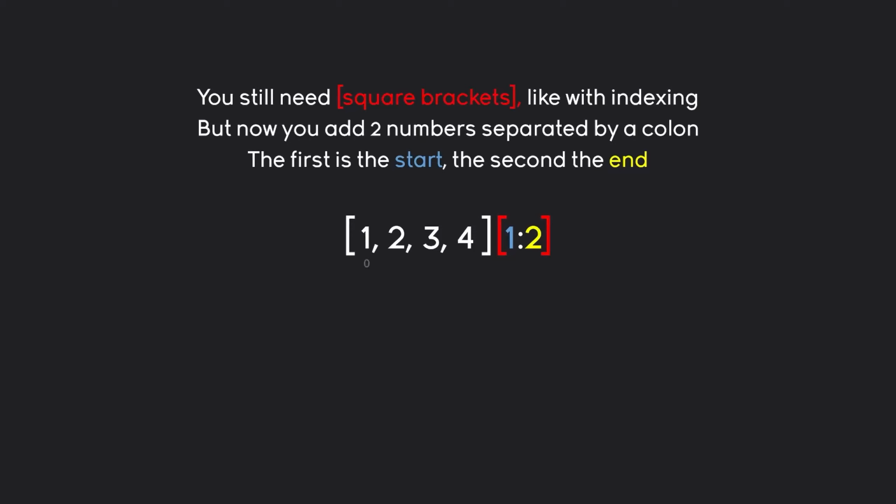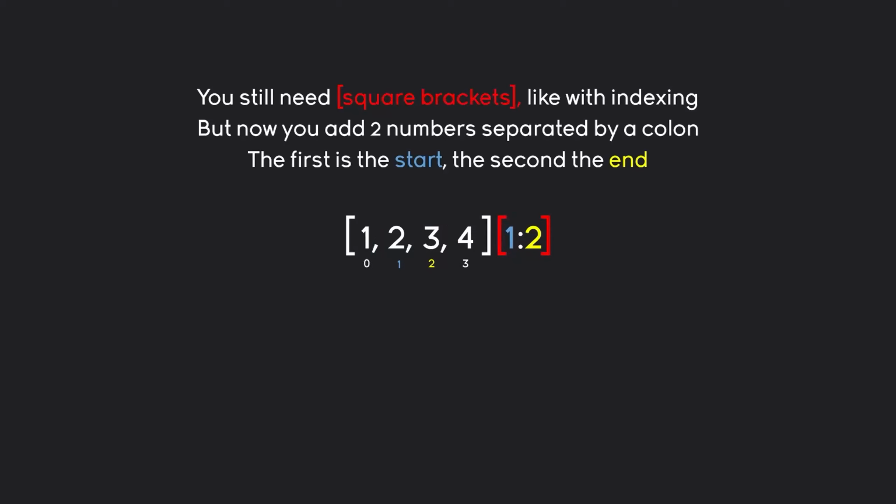For example, in here, we have the indexes from 0 to 3. 1 right now is going to refer to this 2 here, and 2 is going to refer to the index number 2, which right now is going to be a 3. This is how we are picking the start and the end value.